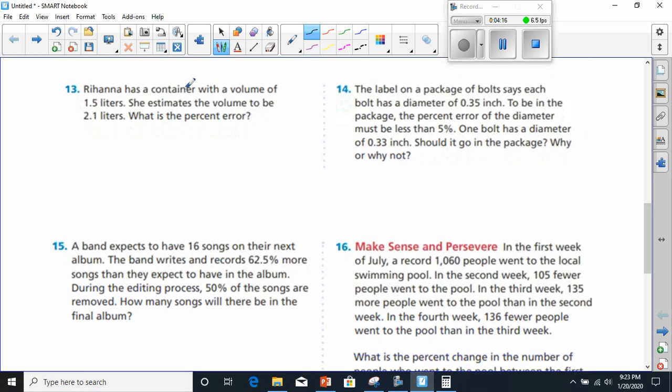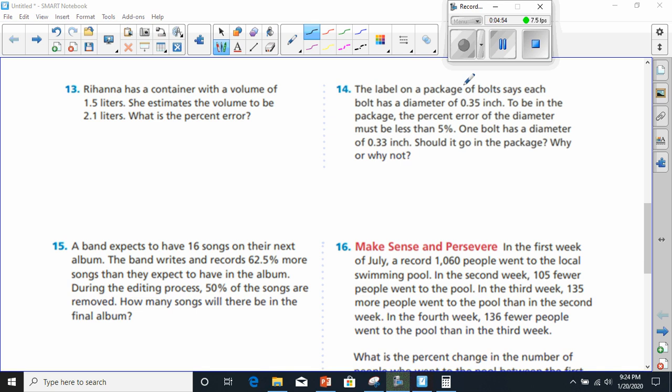Rihanna has a container with a volume of 1.5 liters. She estimates the volume to be 2.1 liters. What is the percent of error? Percent of error this time. She's estimating now. This isn't really a thing of what it was, right? Because she's estimating it. So that puts a little bit of a twist on it.